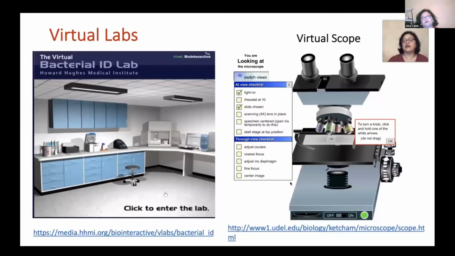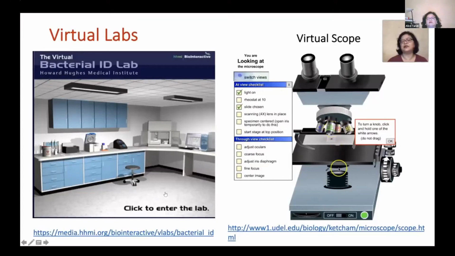Now, one big limitation in these online labs is that the students don't have a chance to learn some of the skills that we need for being a biologist, like microscopy. So here is a site where the students get acquainted with the binocular microscope.